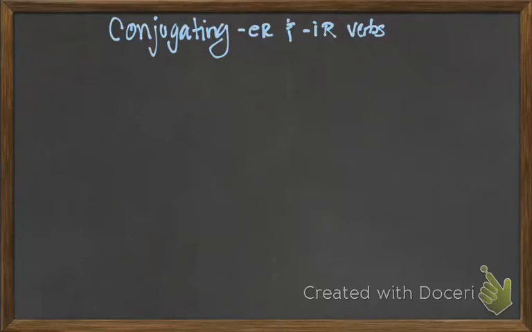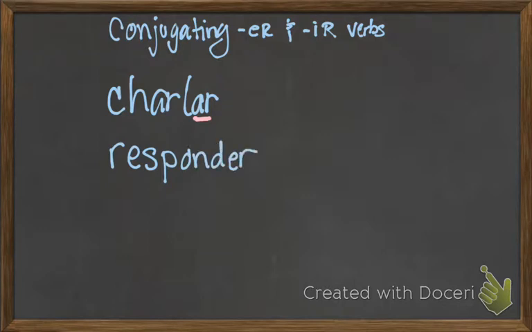So when we have our verbs, we split them into three types. One, we have verbs like charlar. That verb ends in AR. Another verb type that we have is our verb responder. Ends in ER. And then a last type of verb that we have on a regular basis is like this one, compartir. And then IR. Charlar significa to chat. Responder significa to reply. And compartir significa to share.